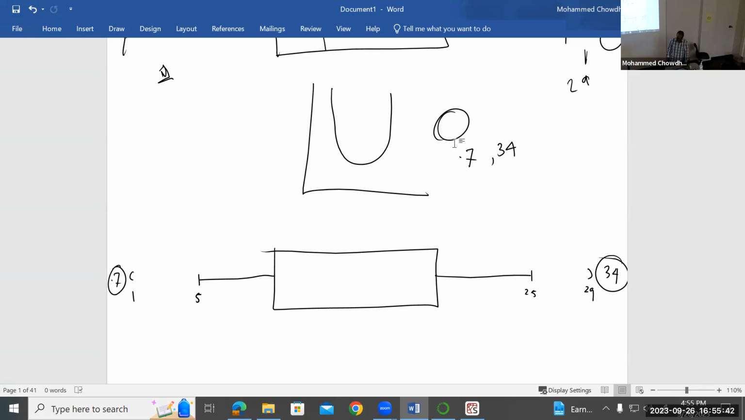Now, suppose in the data there is a value 28. Take a look at that. In the data, the highest value is 28 and the lowest value is 2. How can I draw it? I drag it up to 2. Understand? The lowest value is 2 in the data and the highest value is 28. I have to drag it to 28.